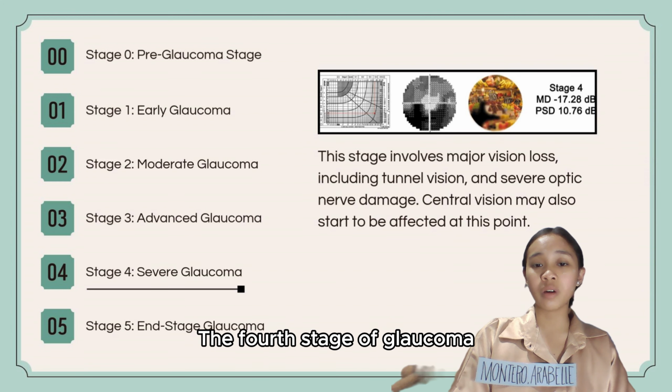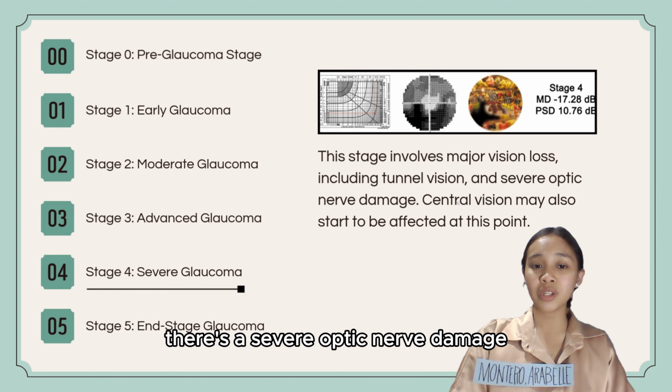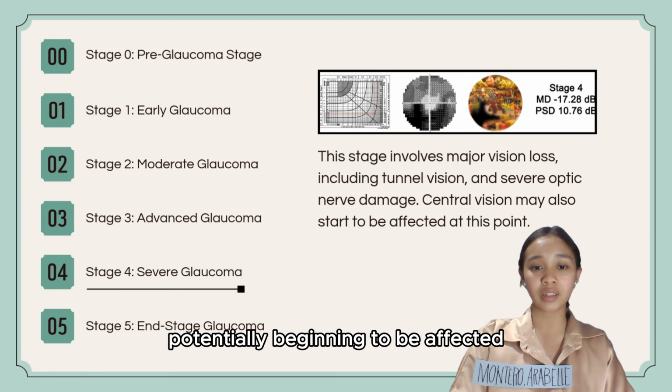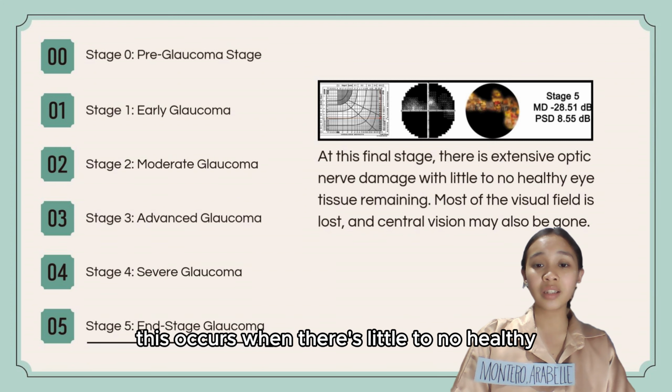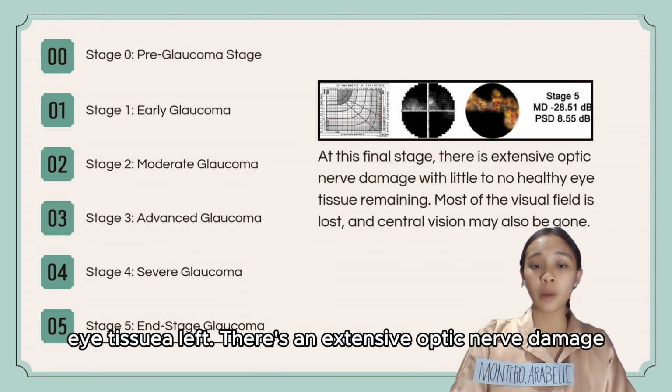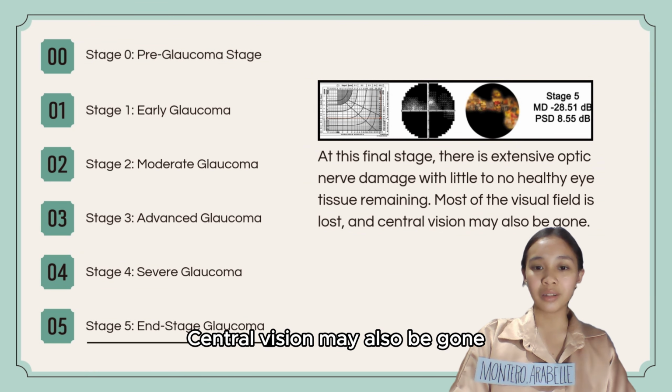Stage 4. Severe glaucoma. The fourth stage of glaucoma is when there is a major vision loss including tunnel vision. There is severe optic nerve damage with central vision potentially beginning to be affected. Stage 5. End-stage glaucoma. This occurs when there is little to no healthy eye tissue left. There is extensive optic nerve damage with the majority of the visual field lost. Central vision may also be gone.